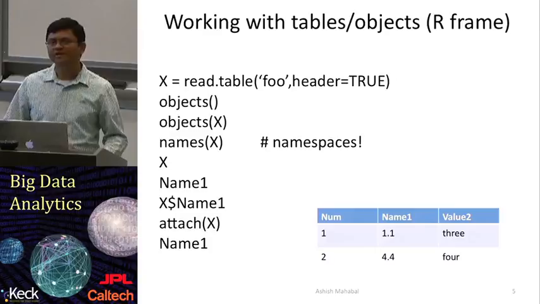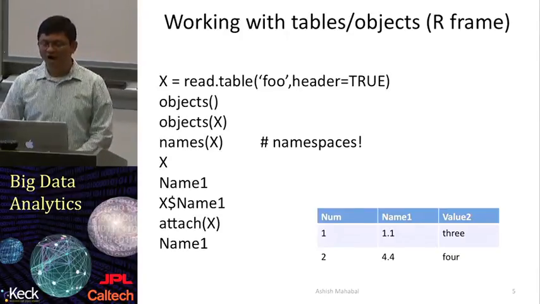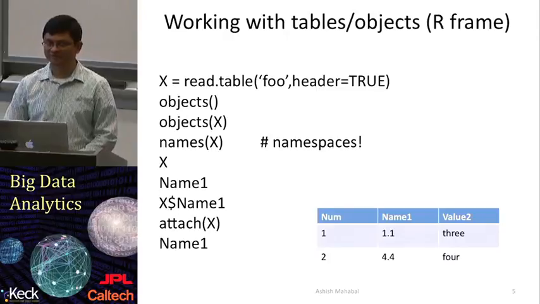Objects is a way to look at the objects that your current invocation of R knows about. And if you give it without any arguments, just the empty parentheses, then it will tell you about all objects that R knows about in your current invocation of R. But X is where we have read our table into. So you can also say, tell me what are the objects available in X. And then what it will show you are the names of the columns that you have. And if you type simply X, then the entire frame will be printed out for you. Name1 is one of the variables there.